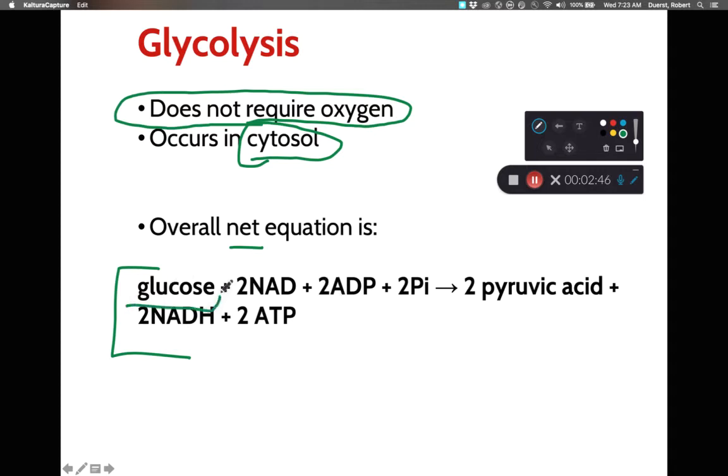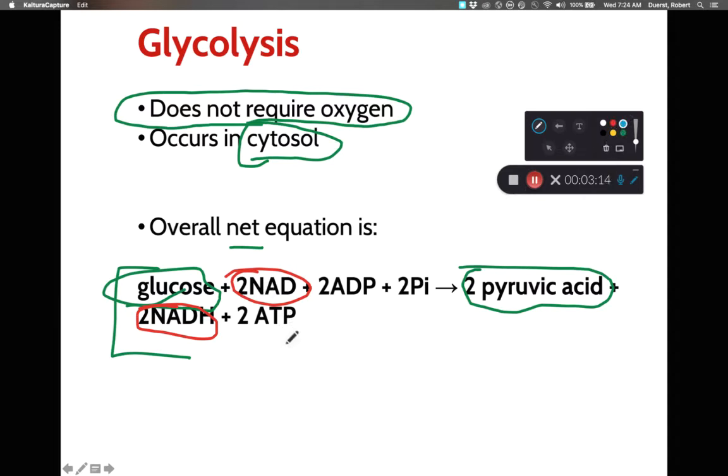We start with the glucose. We end with two pyruvic acids. So the glucose is turned into two pyruvic acids. As we look at the NADs, we take two NADs and convert them into two NADHs. So we have two high energy electrons that are going to be carried away. And we'll come back to those in a bit. We can't forget about these high energy electrons. They'll be a key player later on.